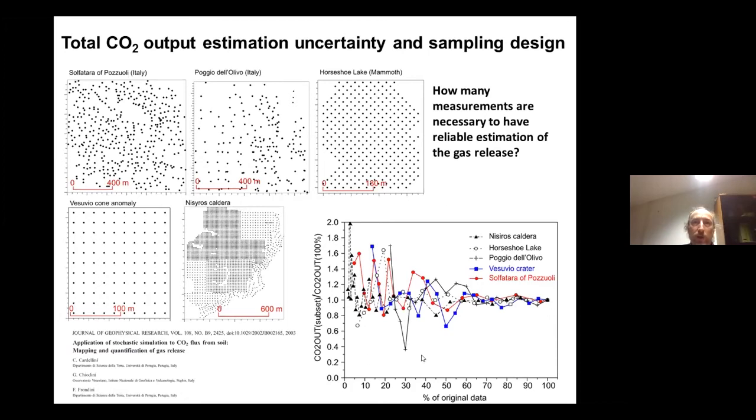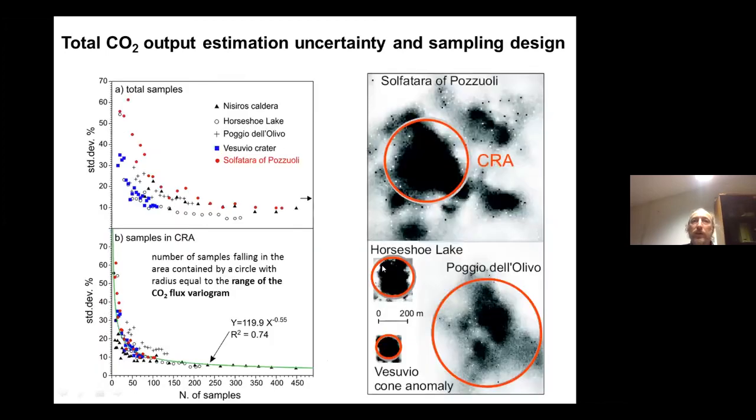used for each area. And of course, we see that by reducing the number of measurements, the estimation starts to be very different from that of the entire data set. So that means that in some way, the number of samples is impacting the quality of our flux estimate. But going more in depth, what came out at the end is that what is important is not the absolute number of measurements that we do in an area, but what is much more important is the spacing between the measurements in relation to the dimension of the anomaly.